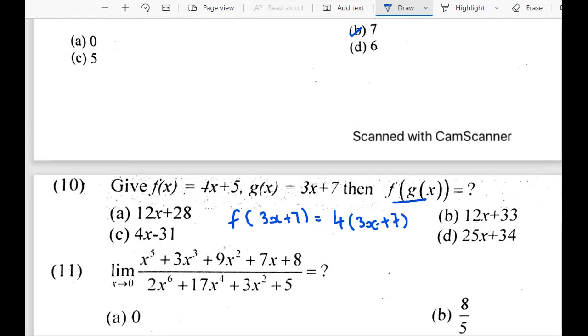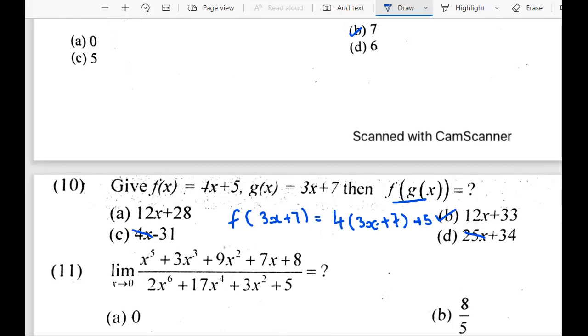So it would be basically 4 into 3x, that is 12x. So we know that the coefficient of x would be 12. I can directly cancel out c and d, and then it would be 4 into 7, that is 28, plus 5, that is 33. So b is the answer.